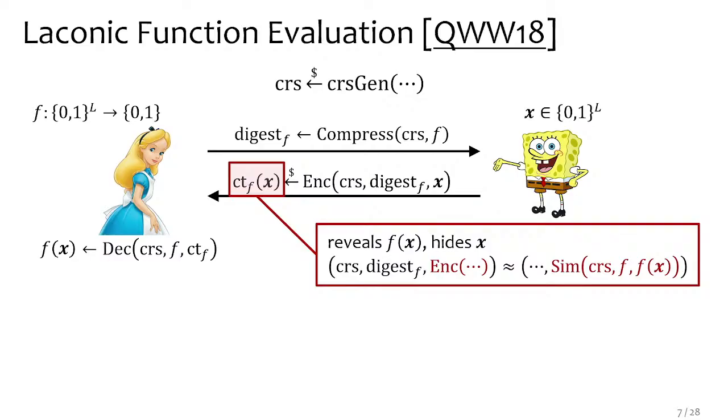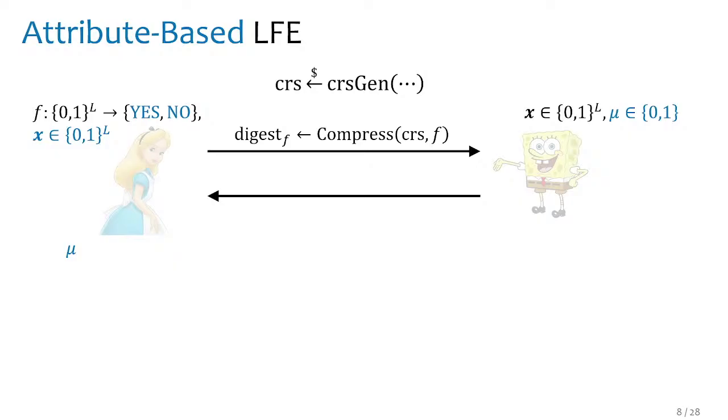And a weaker version of laconic function evaluation is the so-called attribute-based LFE. Here, the functionality changes. Alice has a policy function f that outputs yes or no, and Alice also has the attribute string x. Bob has the attribute string x and also a message. And the goal is for Alice to retrieve this message if f of x is yes.